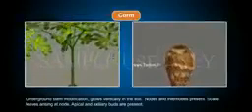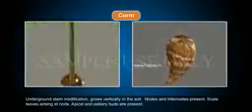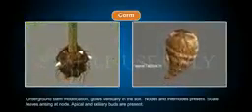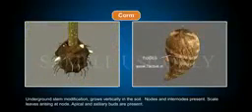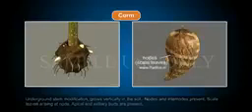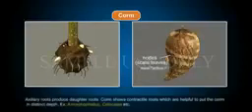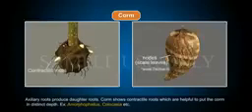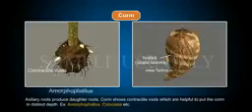Corm. Underground stem modification that grows vertically in the soil. Nodes and internodes are present. Scale leaves arise at the node. Apical and axillary buds are present. Axillary buds produce daughter corms. Corm shows contractile roots, which are helpful to put the corm at a distinct depth. Examples: Amorphophallus, Colocasia, etc.